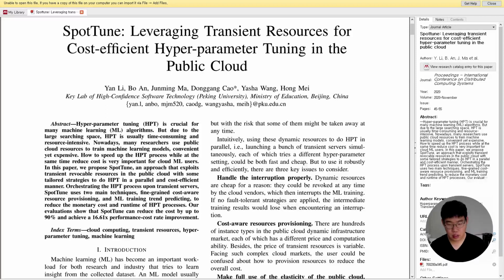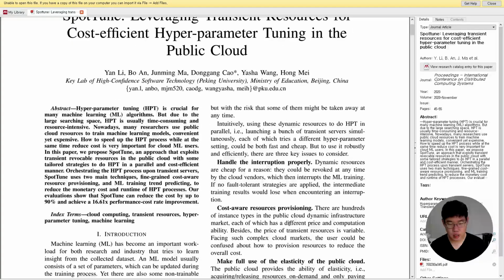Cost-aware resource provisioning. There are hundreds of instance types in the public cloud transient infrastructure market, each of which has a different price and computation ability. Besides, the price of transient resources is variable. Facing such complex cloud markets, the user could be confused about how to provision resources to reduce the overall cost.